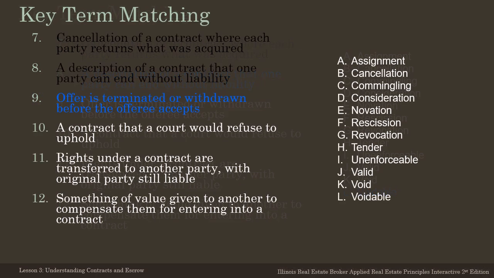An offer is terminated or withdrawn before the offeree accepts it. So that would be revocation. The buyer makes an offer to the seller to purchase their property under a written sales agreement. And before the seller can sign that, the buyer contacts the seller and says, I revoke my offer. So that's basically taking it back, and therefore it can't be accepted. So revocation is any time you take your offer back before it's been accepted.